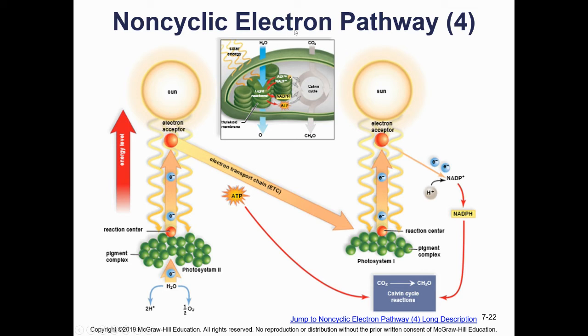So that's the non-cyclic pathway. The cyclic pathway just keeps going on over here, where this photosystem can continue to break hydrogens and release electrons and come back here. So it'll just be this cyclic motion that will actually generate some ATP.